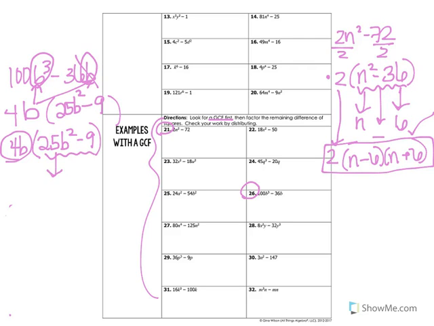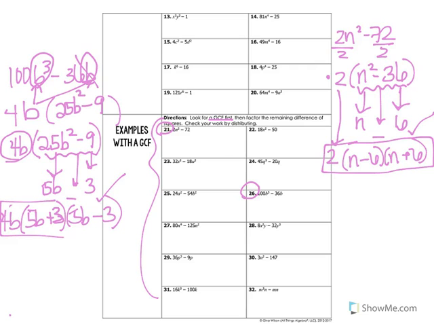So the square root of 25b squared is 5b. The square root of 9 is 3, and it's a minus. That is the difference of 2 squares. So what it will factor into is 5b plus 3 times 5b minus 3. So it's 4b times 5b plus 3 times 5b minus 3.